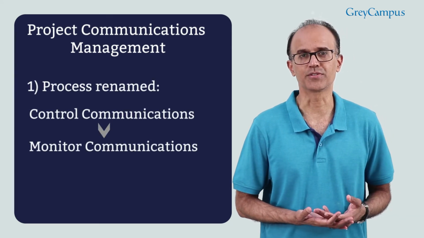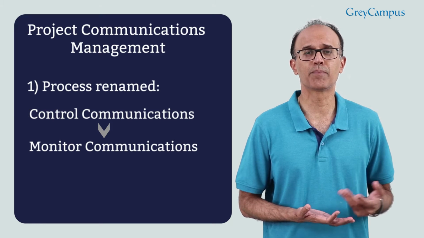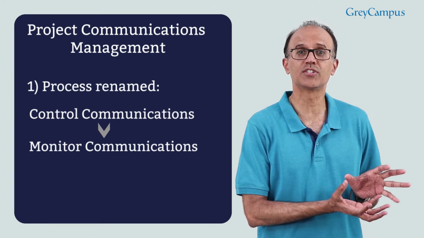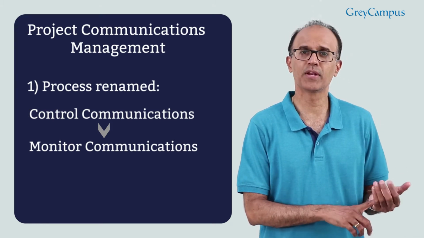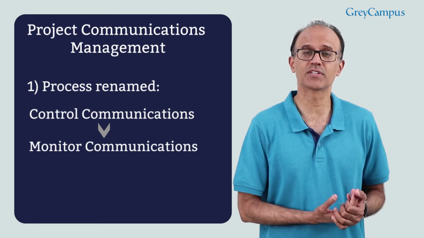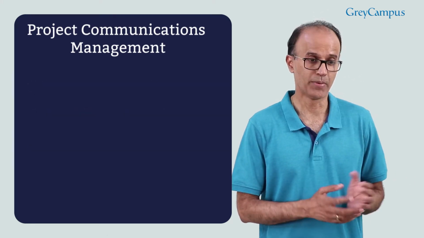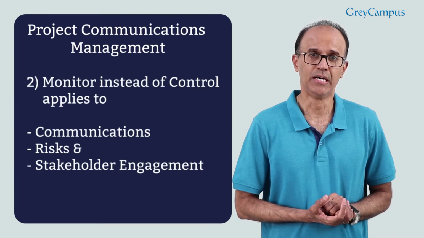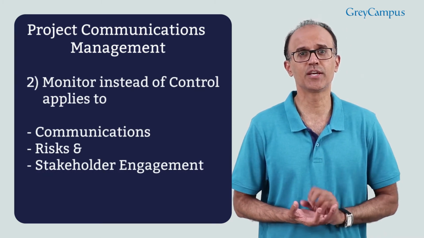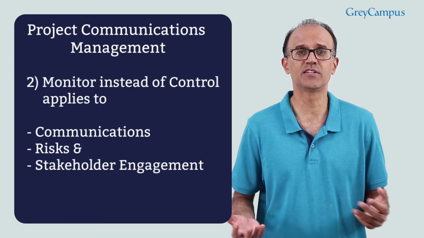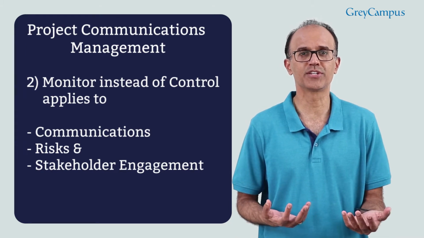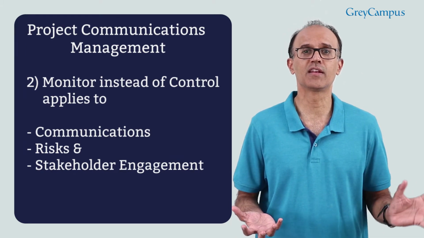monitor communications. The word monitor is being applied wherever it is not possible to fully control, right? For example, people cannot be controlled, but physical resources can be controlled. So you've got control resources, but then communications has to be monitored, risk has to be monitored, stakeholder engagement has to be monitored. These 3, stakeholder, risk, and communications, are better monitored than being controlled because of the nature of the knowledge area.